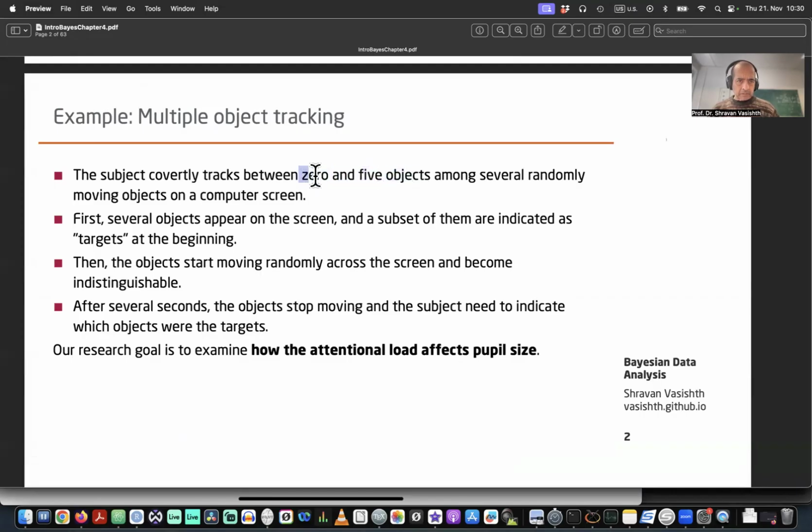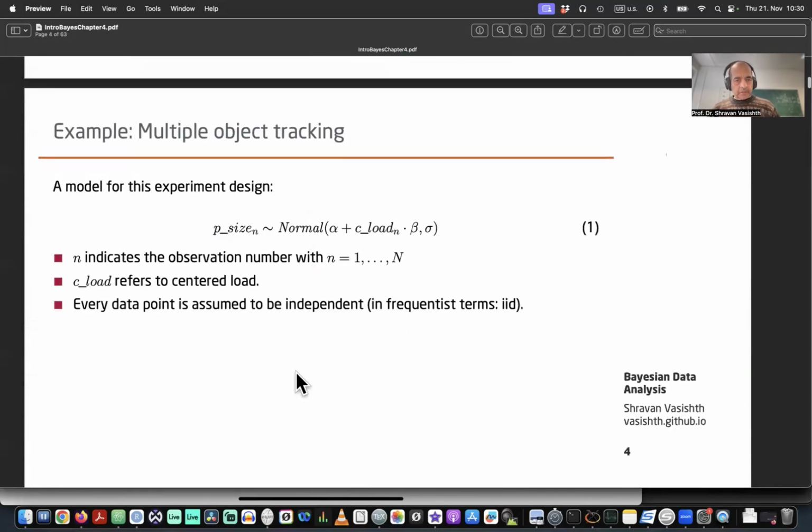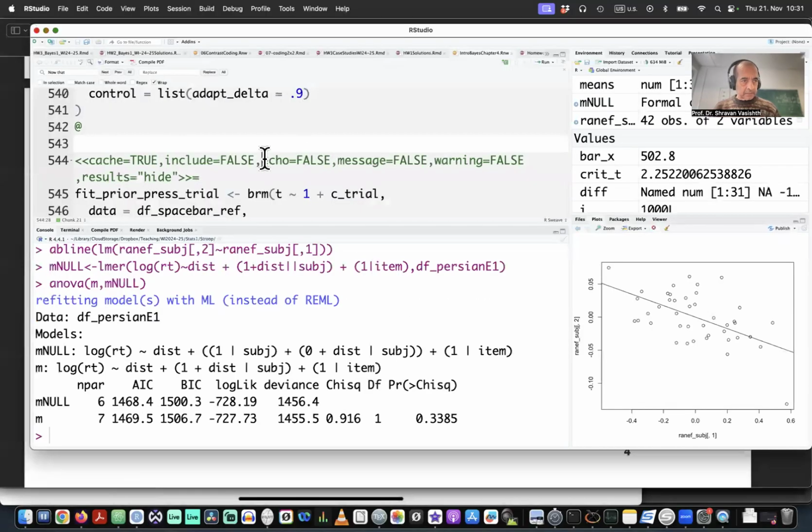How can it be 0? I'm sorry, maybe I'm wrong about this. Maybe it's like 1 to 5 objects or something like that. So I will check that as soon as we load the data, what the range of the objects are that are being tracked. Because if you have 0 objects on the screen, I'm not sure how that trial would actually play out. In any case, let's take a look at the data. Where was I? Yeah, I'm assuming that the pupil size is independent and identically distributed. So let's quickly take a look at the data.